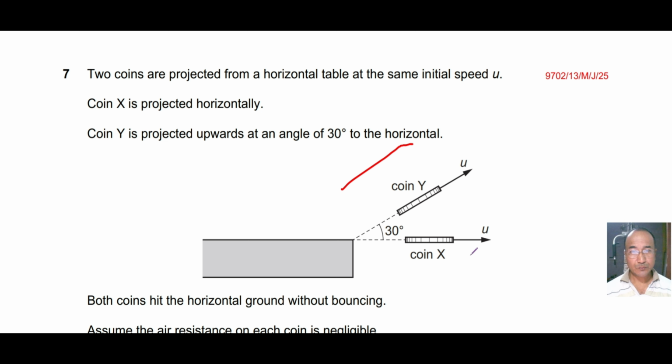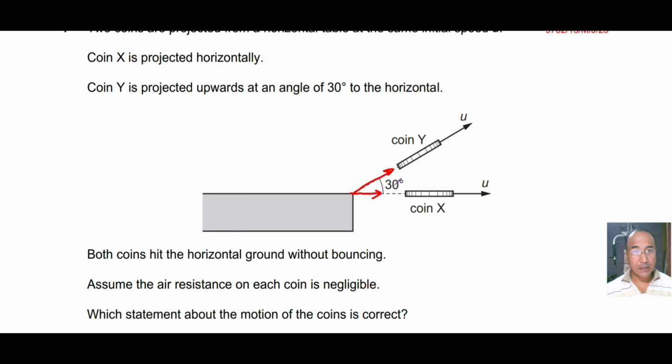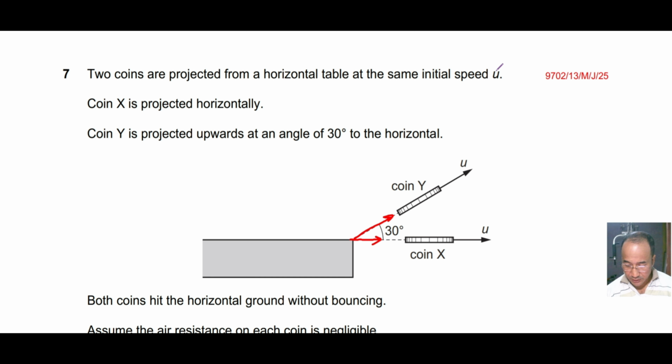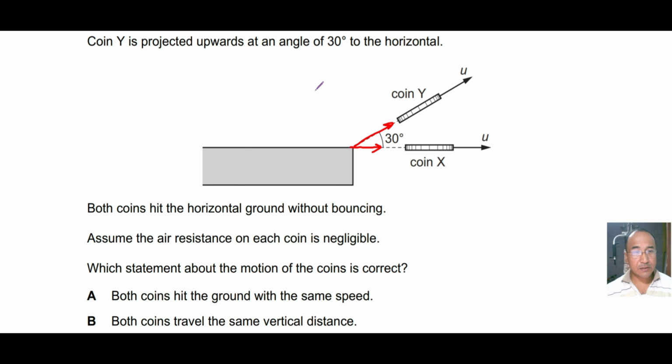So, point X is projected horizontally, so horizontal you can see, and point Y is projected at an angle of 30 to the horizontal like this, you can see, and both have got the same initial speed u. It is shown here. Both coins hit the ground without bouncing.